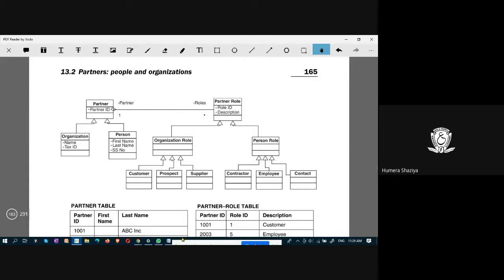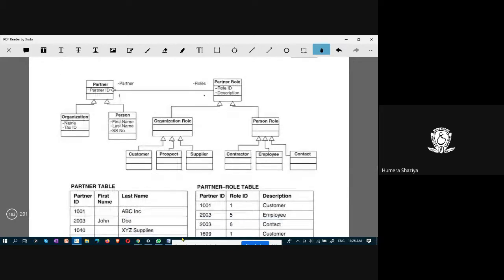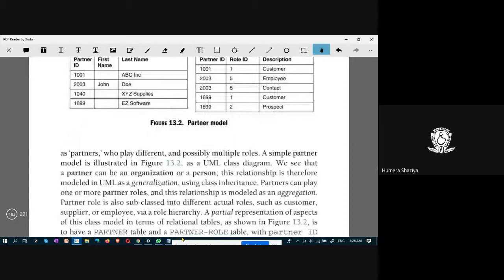This is mainly because I think they are writing this from US point of view, so that here we can put Aadhaar number, okay, in place of SSN. Organization role, in that you have customer, prospect, supplier, person role, contractor, employee, contact. These are all created in the form of tables and tracked based on the tables.